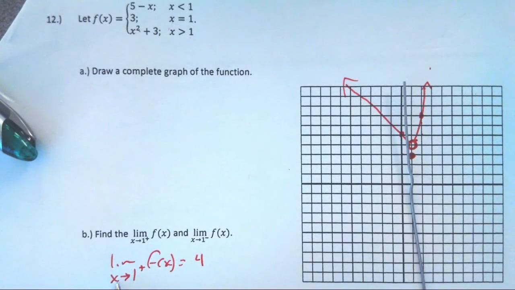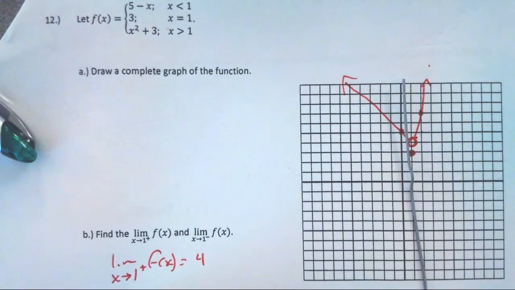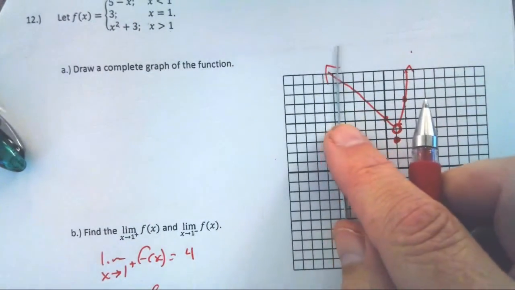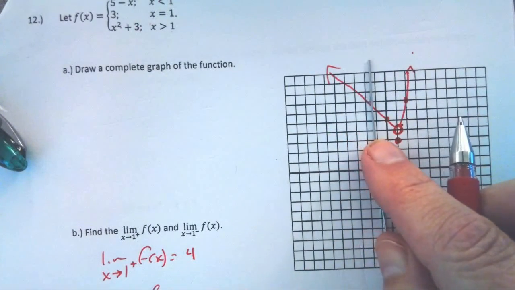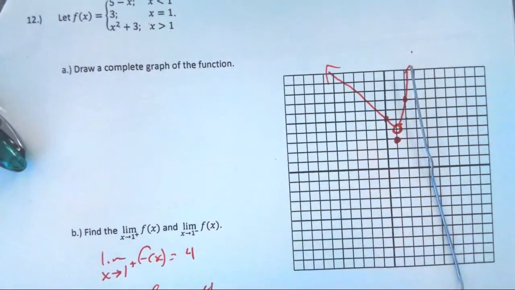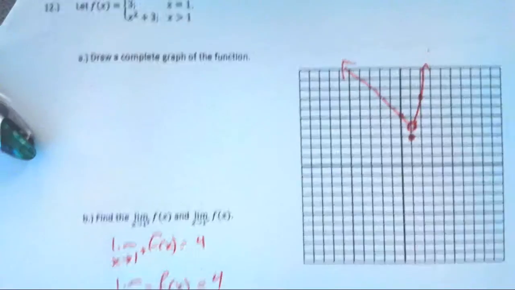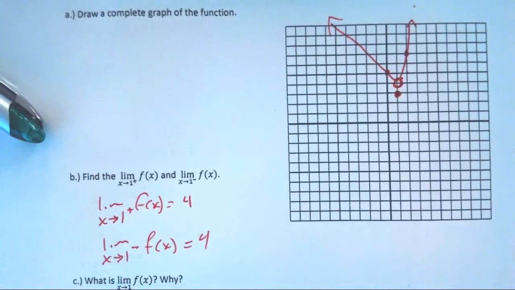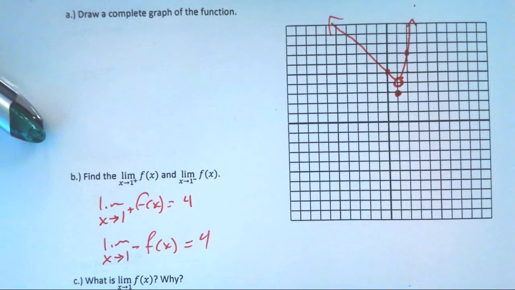Don't put limit as x approaches 1 from the right is 4, because that's not what they're asking. Of f of x is 4. How about the limit as x is approaching 1 from the left of f of x? Just sliding down, just on this line, I don't expect to change. I expect to be 4. Is that all right?